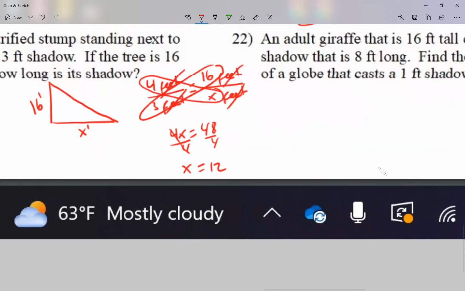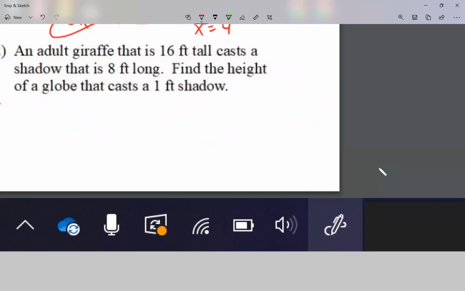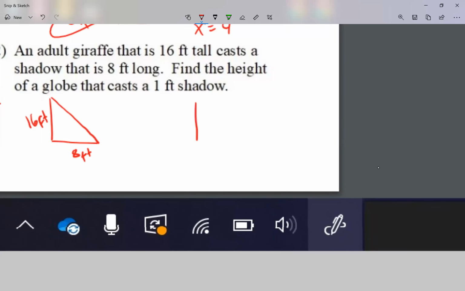Same idea. Let's take a look at number 22. An adult giraffe that is 16 feet tall casts a shadow that is 8 feet long. So here's the giraffe, 16 feet, and it has a shadow that is 8 feet. Let me see this as a triangle. Find the height of a globe that makes a 1-foot shadow. So there's a globe that is X feet tall, and it has a shadow of 1 foot.